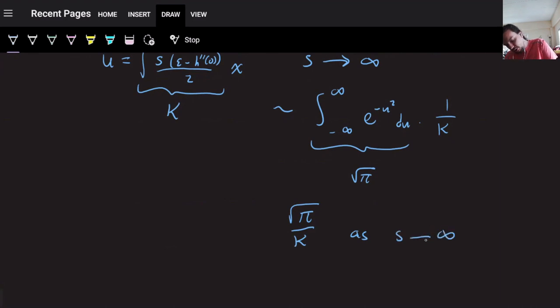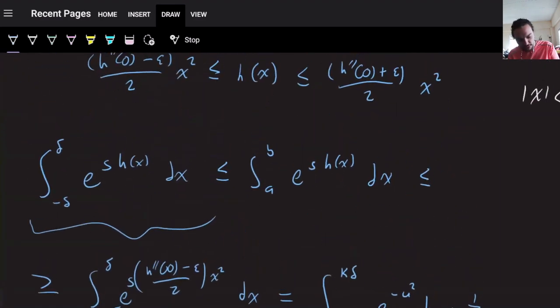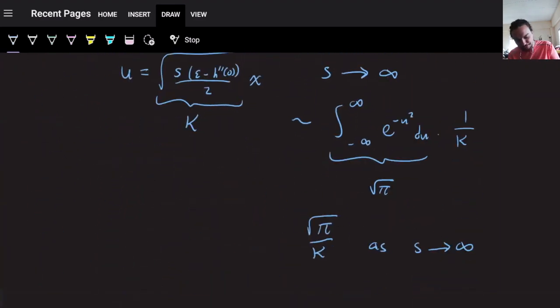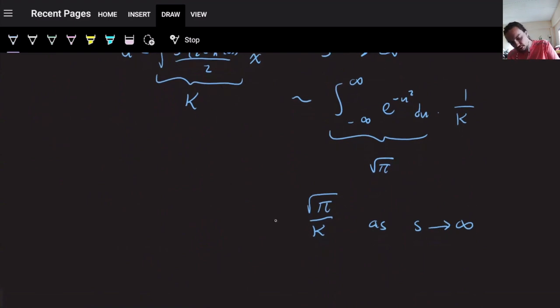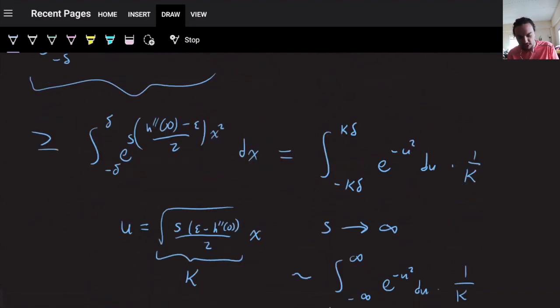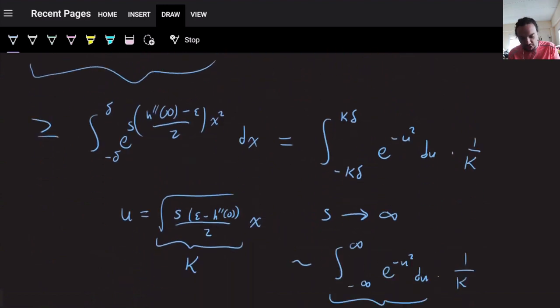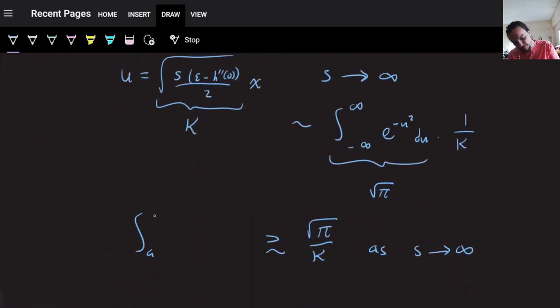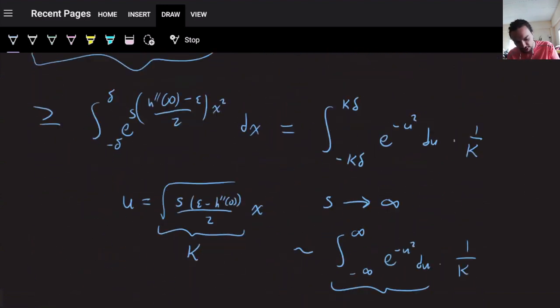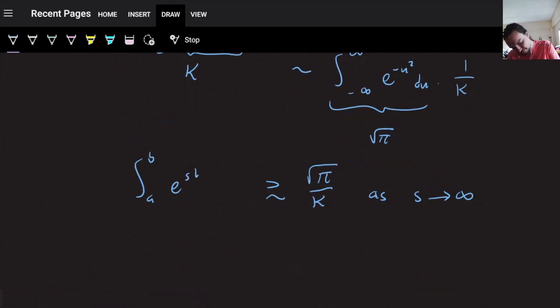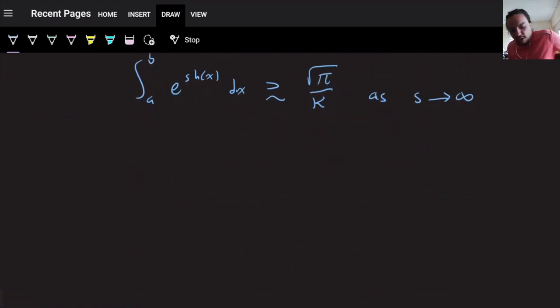So this is for large s. We get that the lower bound, what should I say here? I should say that the square root of pi over k is a lower bound, so it's not quite twiddle yet, but it's at least beneath twiddle for the integral of e to the s h(x) dx. Okay. What about the upper bound? So we do something similar for that.